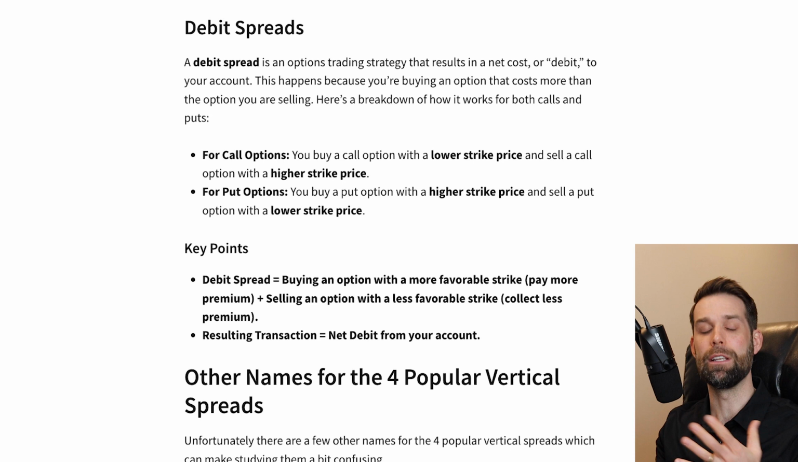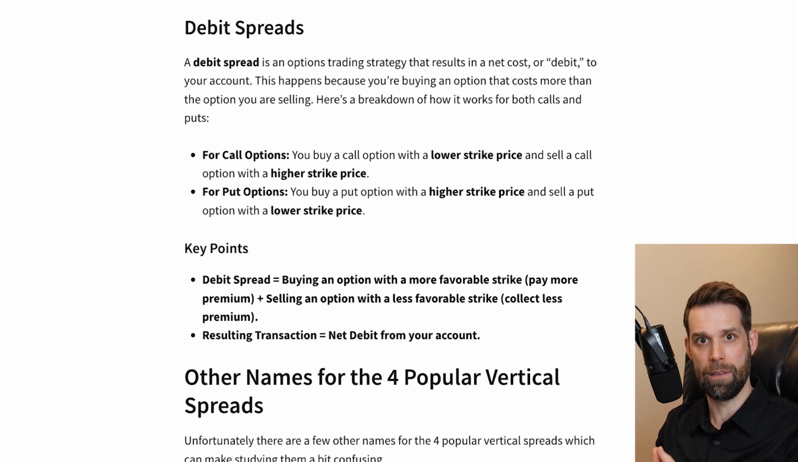So you have a debit to your account. You've got an outlay of money. So that's a debit spread. And then a credit spread is when you are receiving more for the option that you sell.